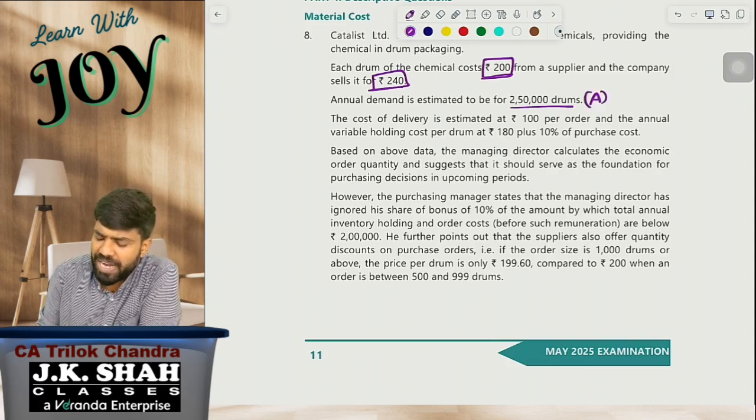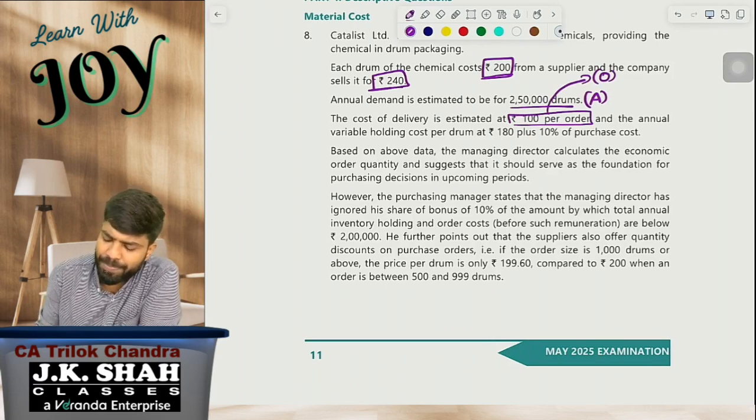The cost of delivery is estimated at 100 per order and the annual variable holding cost per drum at 180 plus 10% of purchase cost. So please understand, cost of delivery is estimated at 100 per order. This 100 rupees we can take as ordering cost O. And then they gave holding cost per drum 180 rupees plus 10% of purchase cost.